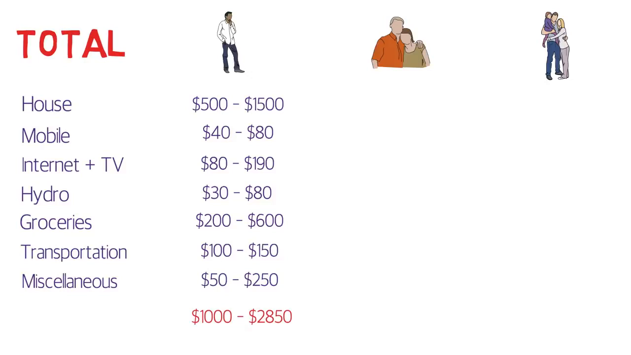Now, your groceries, you'd spend something like $200 to $600. For transportation, you'd spend like $100 to $150. If you get an Uber, then obviously you'd spend more. For miscellaneous expenses, I would assume you would spend something like $50 to $50.